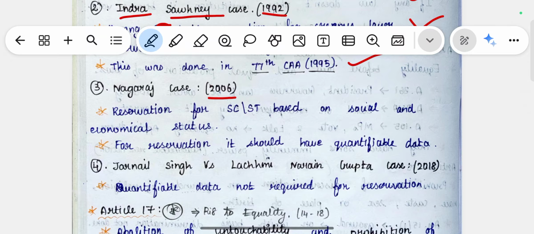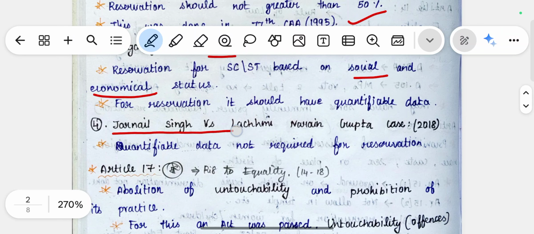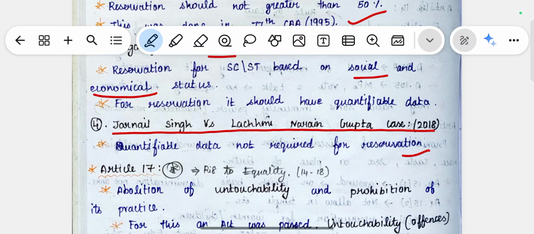added the reservations for the SC and ST people based on social and economic status. For giving such status, there should be quantifiable data. Without any data, we can't directly say give this much reservation to this kind of people. We should have valid quantifiable data to justify our request. The next one is Jarnail Singh versus Lakshmi Narayan Gupta case in 2018, where they said quantifiable data is not required for the reservation.